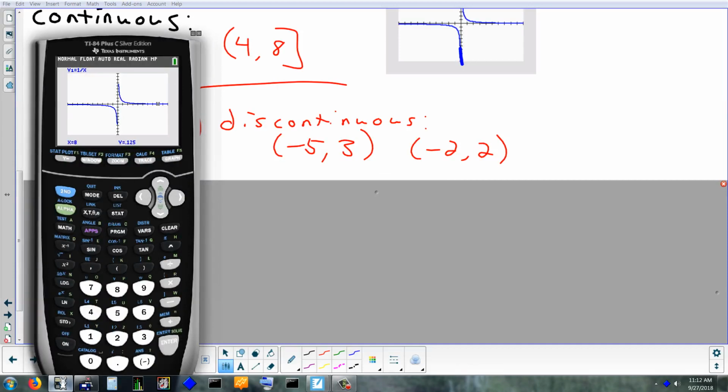Yeah, you want to have a negative and a positive. You want to try to pass through 0, because passing through 0 is where you lift your pencil. So any negative number, any positive number, that's a discontinuous interval for this particular graph.